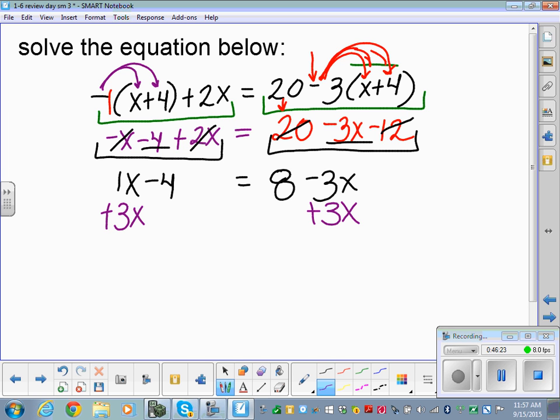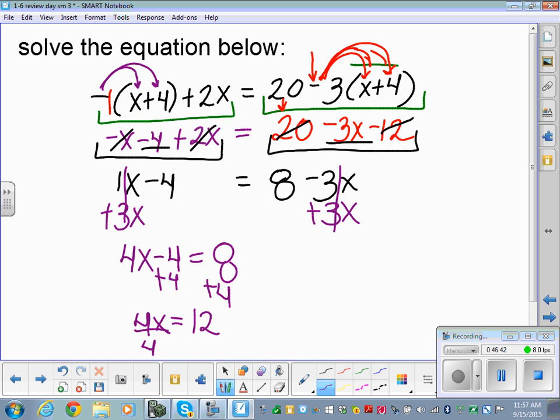So now on the left, I'm going to combine like terms. 1x plus 3x is 4x. So we have 4x minus 4 is equal to, once again, I just combined those. Those add up to be 0, so it's equal to 8. And we're solving for x piece by piece, so I add 4 to both sides. So I have 4x is equal to 12, and then we'll divide both sides by 4. So x is equal to 3.